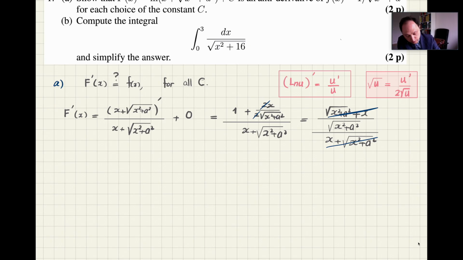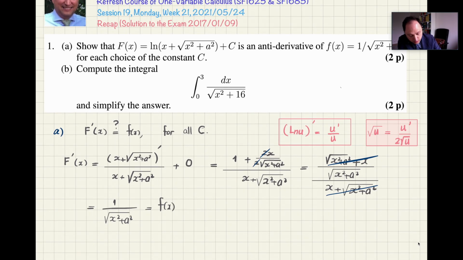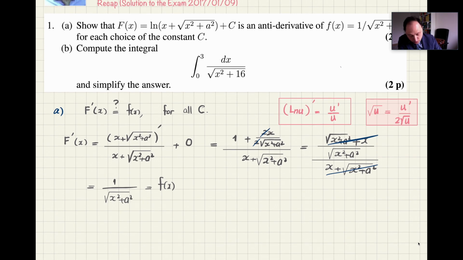So what is left for us is just 1 over the square root of x squared plus a squared. And that is exactly equal to f of x. If I go back here, so this is just little f of x. Yes? So we were able to show that the derivative of this function for all possible values of c is this one, so it means that the first part is done.